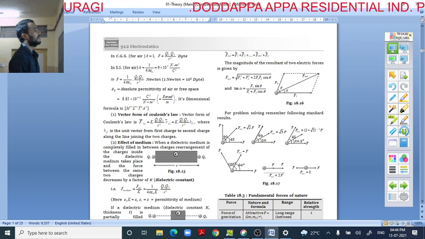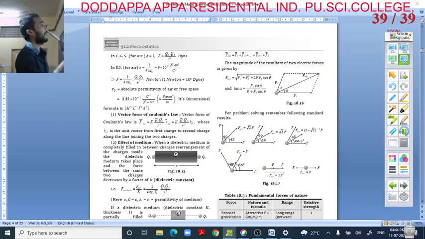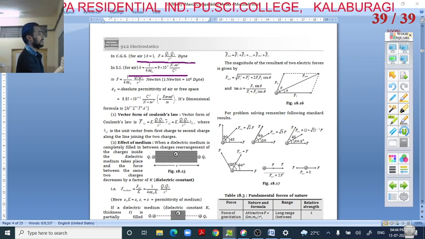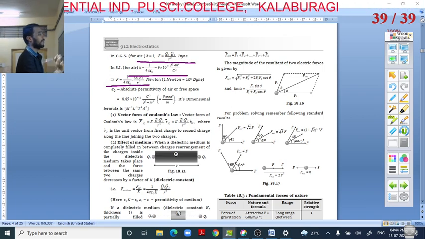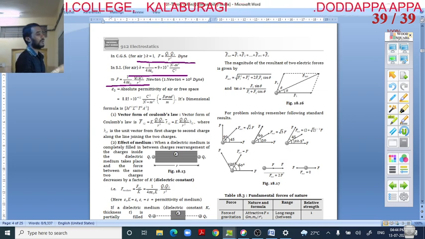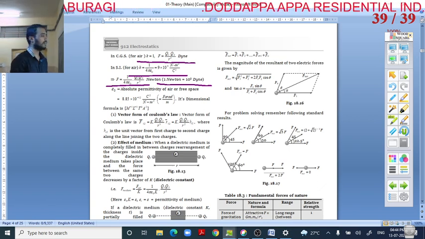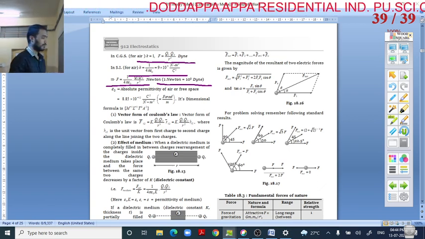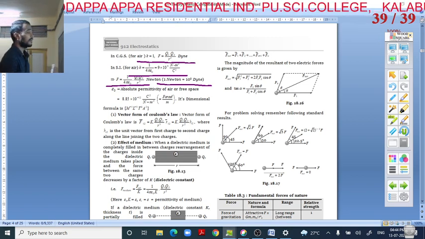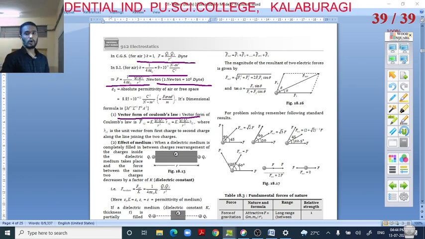Okay, see here, he has given what I explained. Just concentrate. F is equal to 1 by 4 pi epsilon naught Q1 Q2 divided by R square, right? Here the value is also given: 1 by 4 pi epsilon naught is equal to 9 times 10 to the power 9. Just you may go through this. The next important thing is the vector form of Coulomb's law.